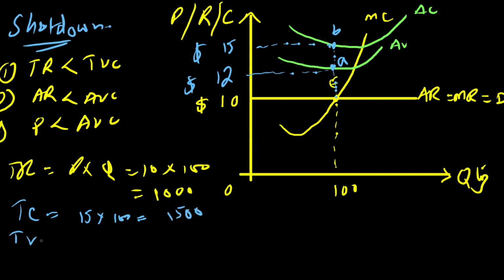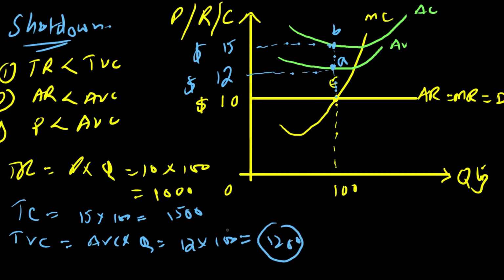And total variable cost is equal to average variable cost multiplied by quantity. Average variable cost is 12 and quantity is 100. So 12 into 100 will give us 1200. So we can see that total variable cost is 1200 while total revenue is 1000. So total variable cost is greater than total revenue. Therefore, the firm will shut down.